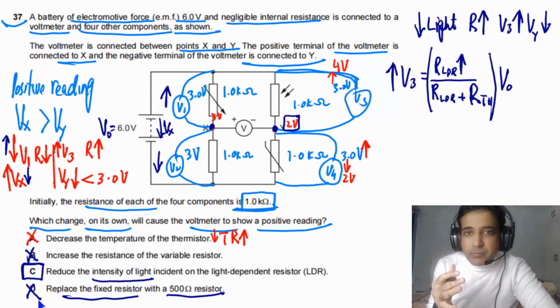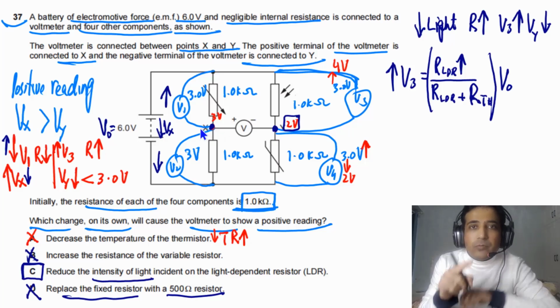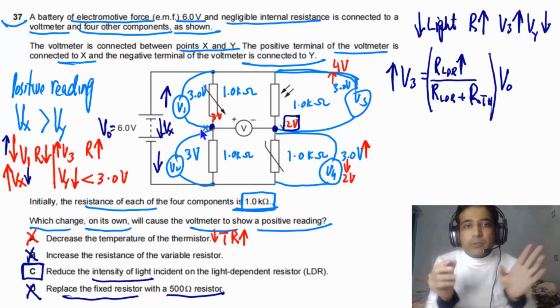I have explained this one in detail. If I want to explain this question very quickly, I will simply go for this one. The resistance of LDR has to increase. When will it increase? When the light level goes down, so V3 will increase, so Vy will decrease. So this reading will be lower than this one. The reading on this voltmeter will be positive. So I will answer this way.